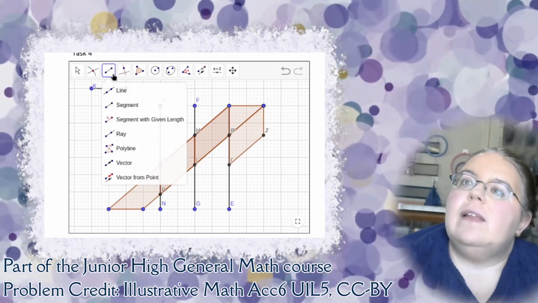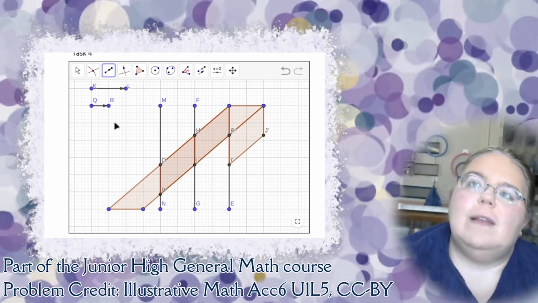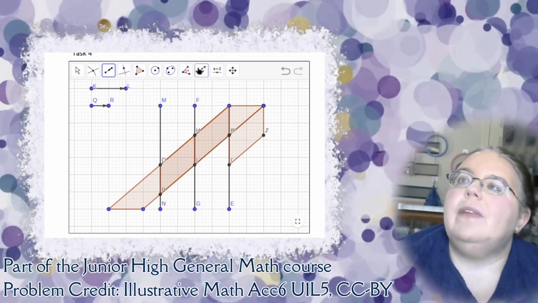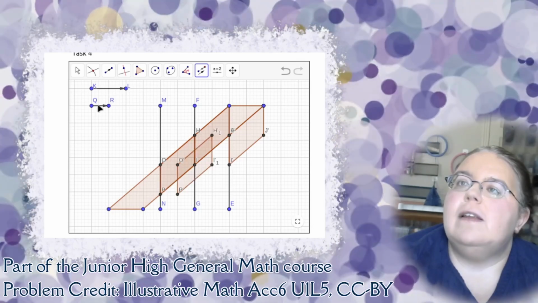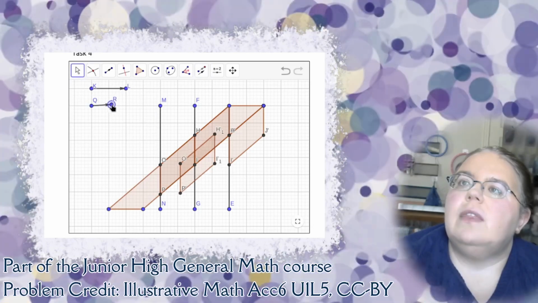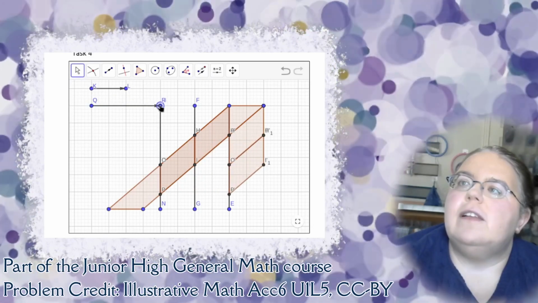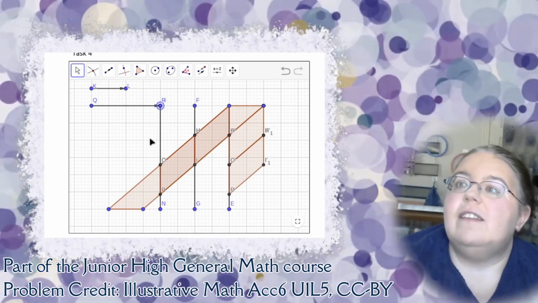I will set up a translation vector. I know it'll need to be longer than this. And I will translate this polygon by that vector and adjust the vector until it's right. That came to the same spot, but that's a coincidence.